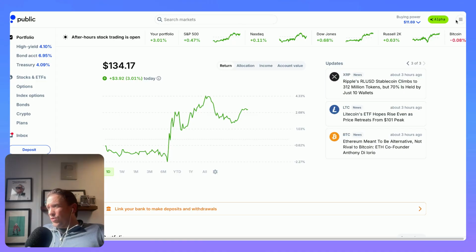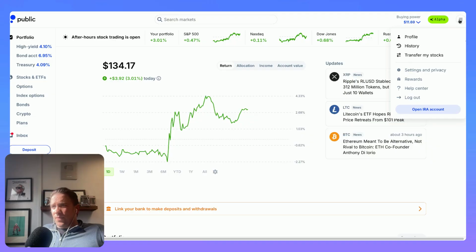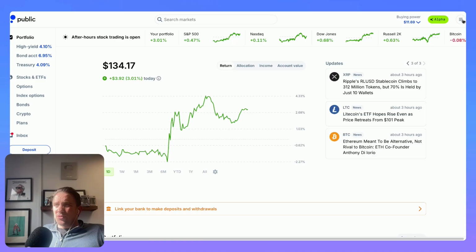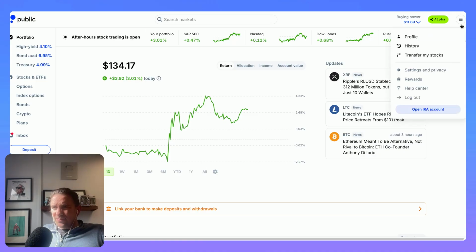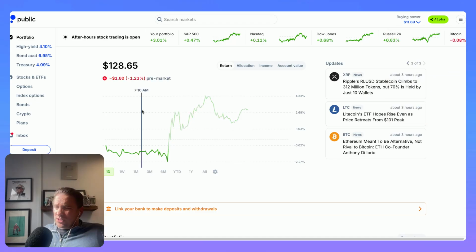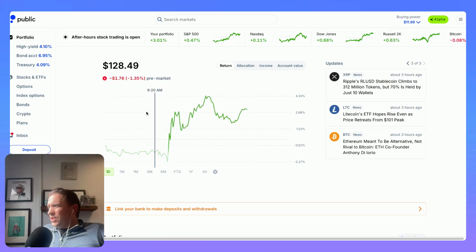Now, as you go through public, it's also important to know that if you want to get a little deeper, profile, settings, rewards, help center, open an IRA account, you've got these three drop downs here, which you can click and then access these specific features. Now, I'm not going to go into profile features or any of this, settings and privacy. I just want to focus on what you have access to. So now you know the portfolio. I want to talk about products.